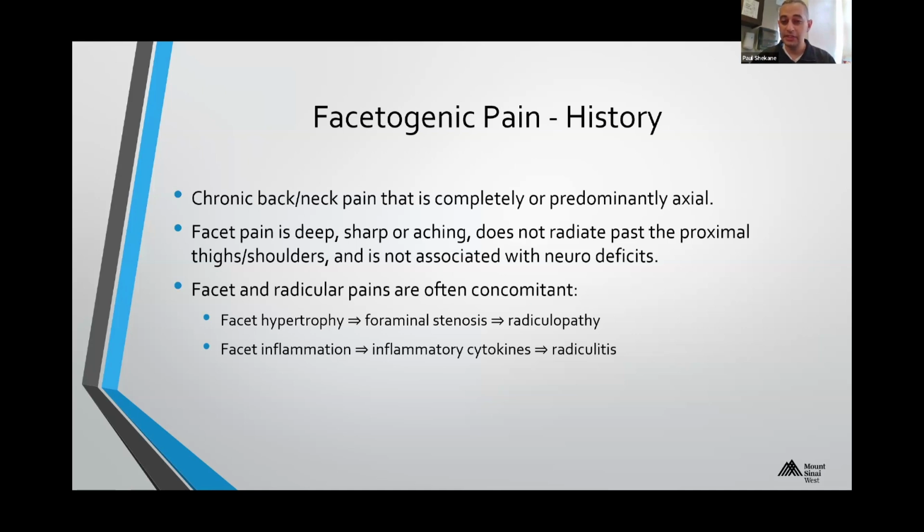And it should be completely or predominantly axial and non-radiating. It may be described as a deep, sharp, or aching pain that doesn't radiate in the neck past the shoulders or in the low back past the buttocks or the thighs. And it should not be associated with any neurodeficits because, again, this is an arthritic pain, not a nerve-related pain.